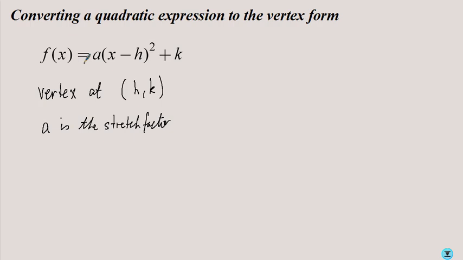So what we're going to do now is convert quadratic expressions from the general form to the vertex form, and later we're going to sketch them from the vertex form. So let's start by attempting to convert x squared minus 6x plus 7 to the vertex form.